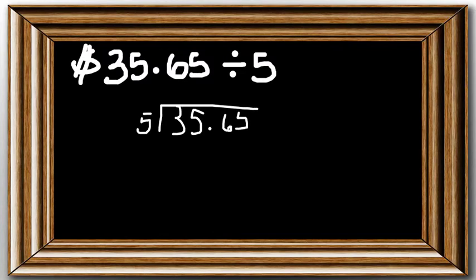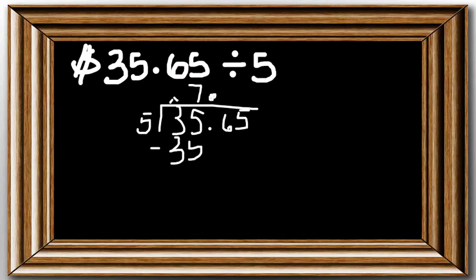Now when you're using the algorithm, there's a nice trick. All I have to do is put my decimal point up on top when I first start dividing. Now I'm going to divide as if it's a normal problem. Well, 5 can't go into 3, but can 5 go into 35? Yeah, it can go in 7 times.